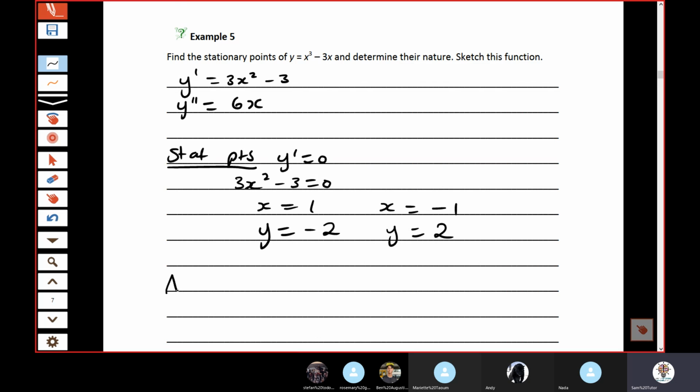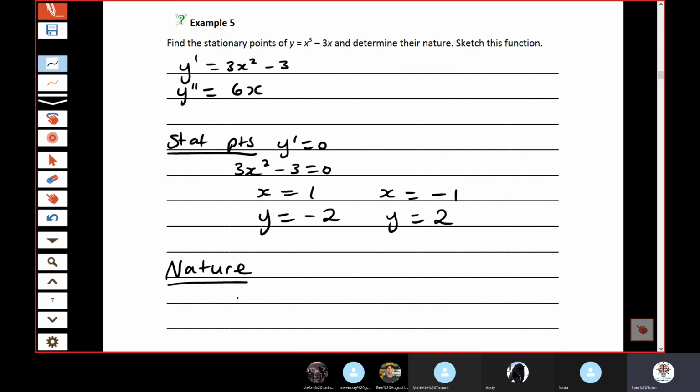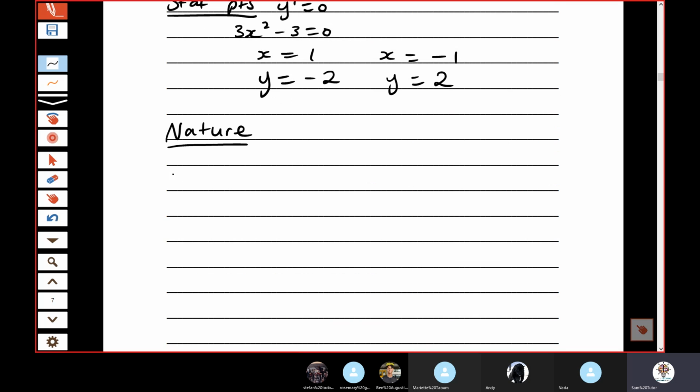Nature. You write nature. You underline it. Now, there are two methods. We're going to do both. We'll do both until you guys realize which one you want. Then I will just do that one, but you'll need both. Nature, method 1.